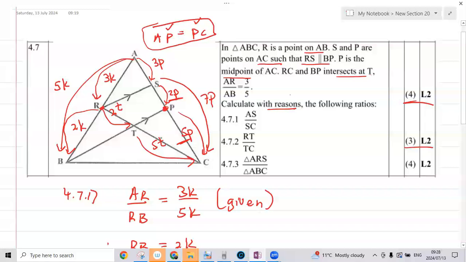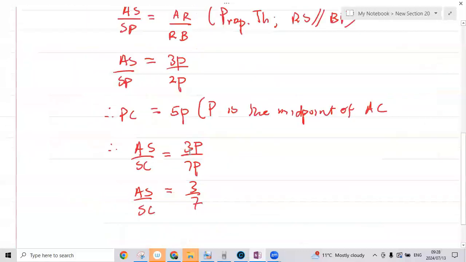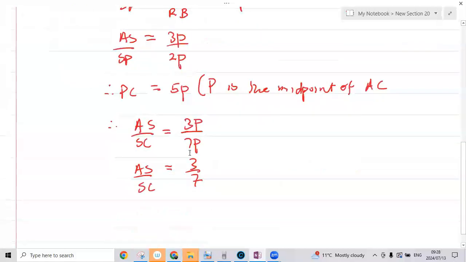Okay, so let's structure our solution. So we're going to say SP over PC, 4.7.2.